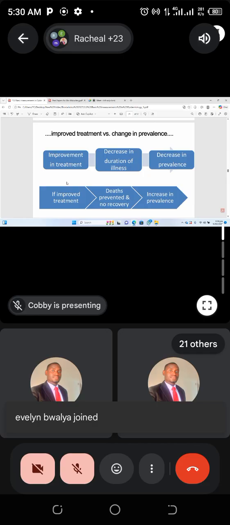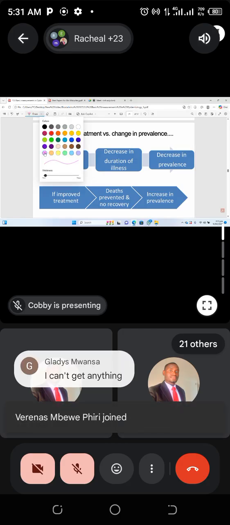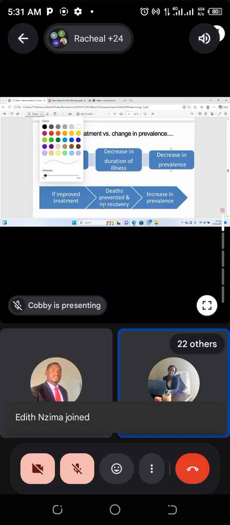Okay, let's take for instance HIV and AIDS. Before the ARVs, people used to die fast, right? Yeah, people used to die fast. So with the coming of ARVs, people now can live longer. The ARVs.